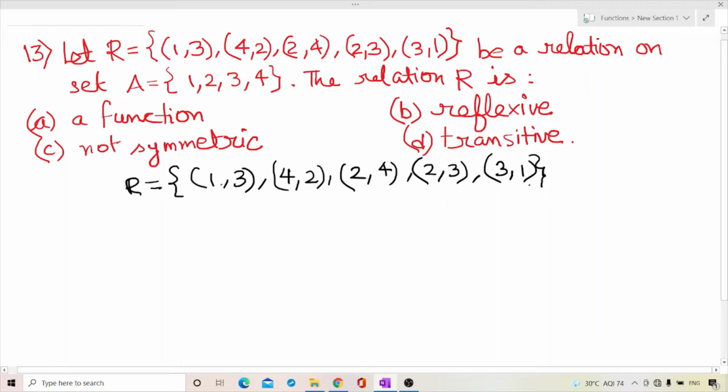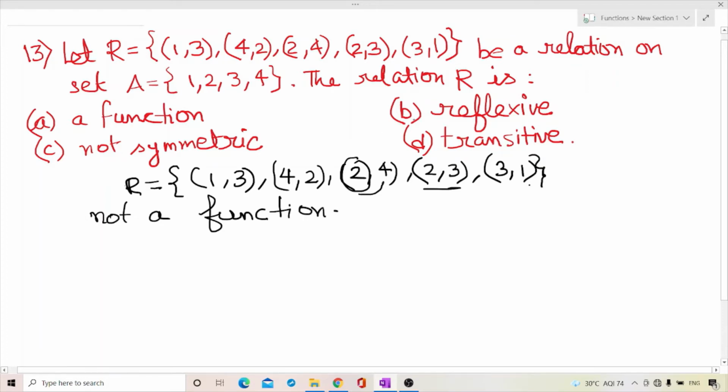Clearly R is not a function, because as I can see, 2 is being paired with 2 elements. 2 is paired with 4 as well as 2 is paired with 3. So R is not a function. Hence option A is not correct.